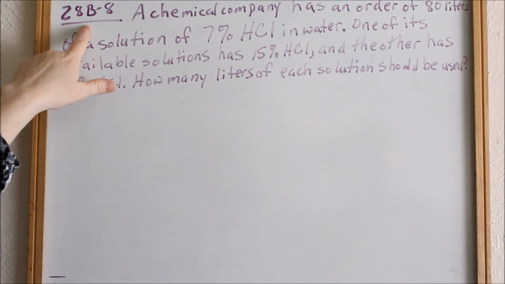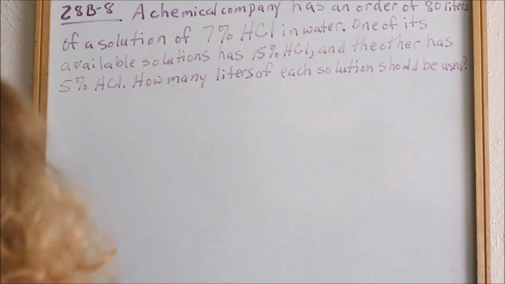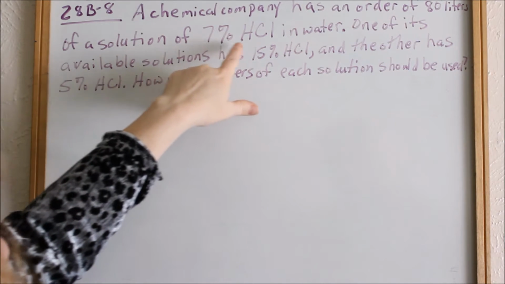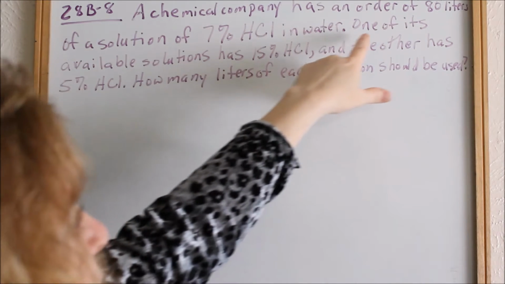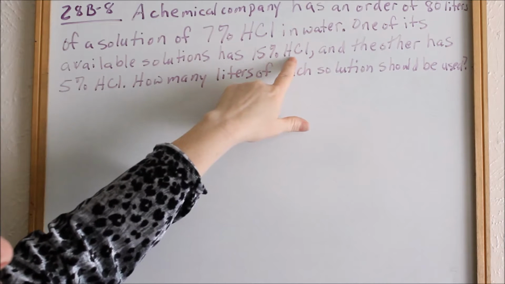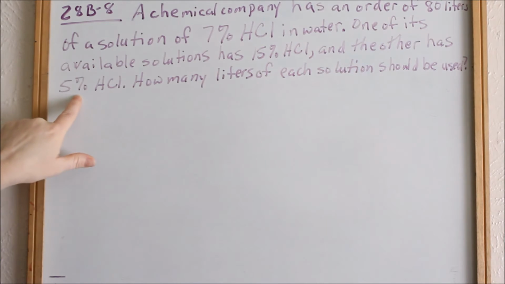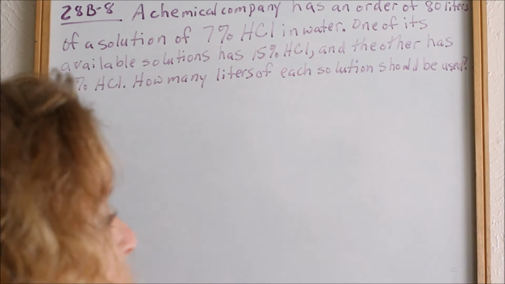So if we're looking at 28b number 8, a chemical company has an order of 80 liters of a solution of 7% HCl in water. HCl, hydrochloric acid. One of its available solutions has 15% HCl, and the other has 5% HCl. How many liters of each solution should be used?